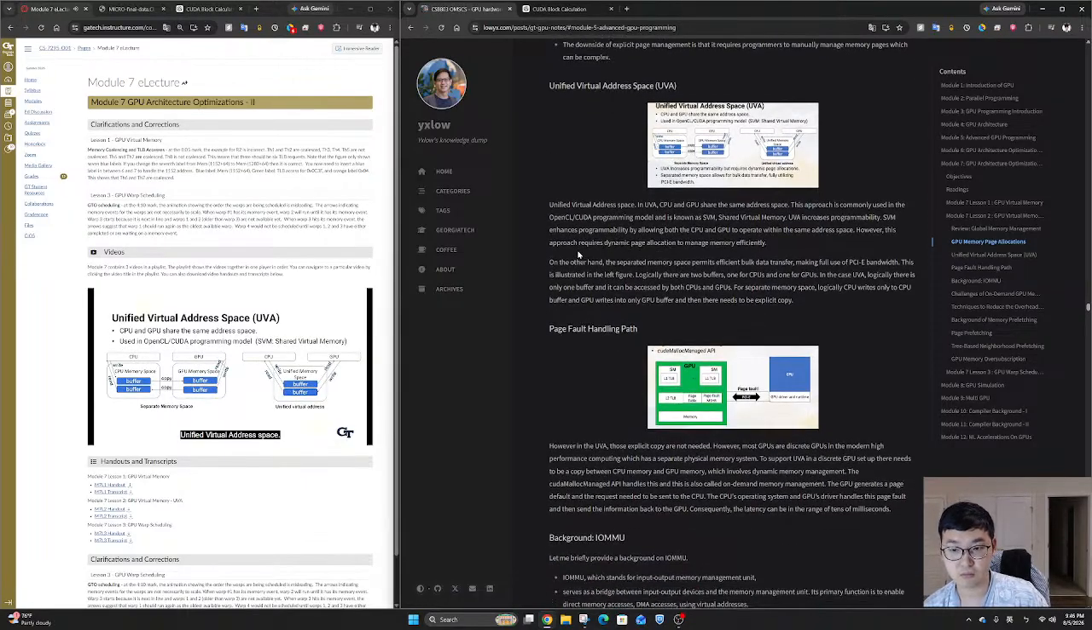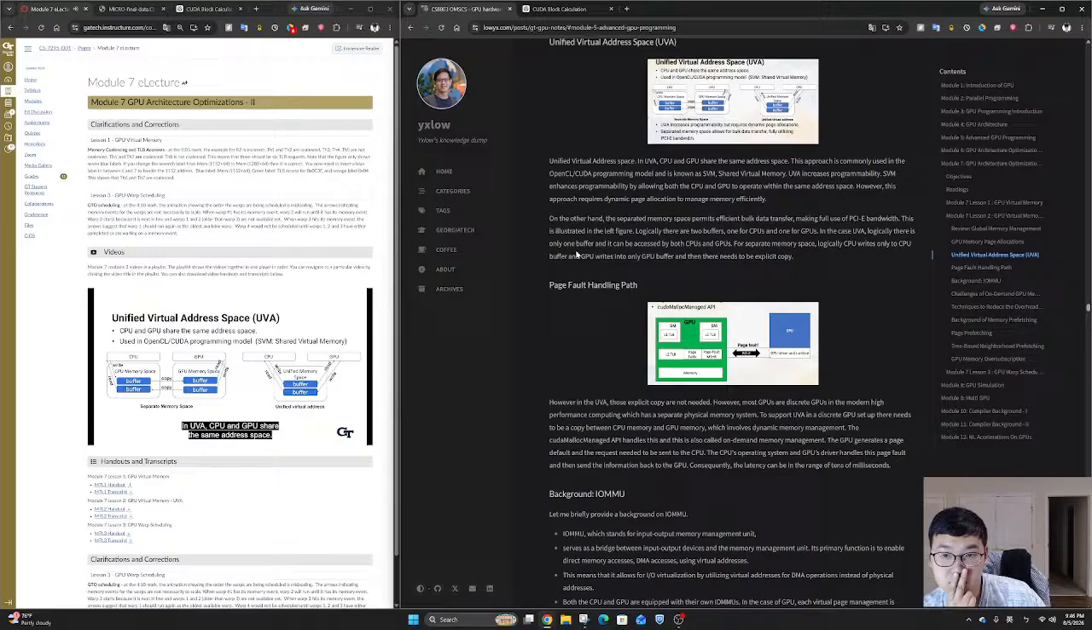Unified Virtual Address Space. In UVA, CPU and GPU share the same address space. This approach is commonly used in the OpenCL and CUDA programming models and is known as SVM, Shared Virtual Memory. UVA increases programmability. SVM enhances programmability by allowing both the CPU and GPU to operate within the same address space. However, this approach requires dynamic page allocation to manage memory efficiently.